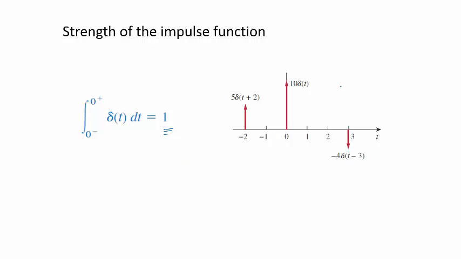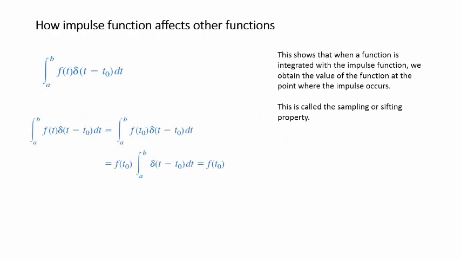And we can use that fact to say that the impulse function has certain strengths or weight. So I can say 10 del of t, I can say 5 del of t plus 2, minus 4 del at t minus 3, and so on. These delta functions can be drawn with different heights or different strengths, which corresponds to the area or the strength of the delta function. So far that's well and good, but how do these delta functions affect other functions?